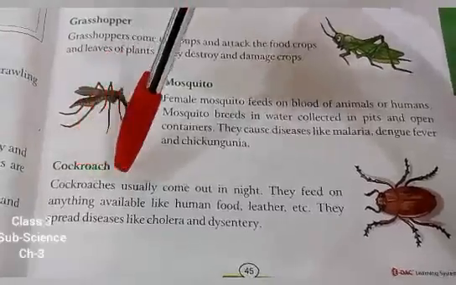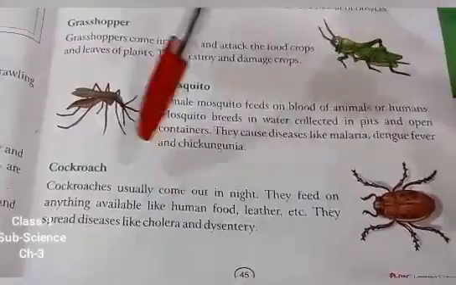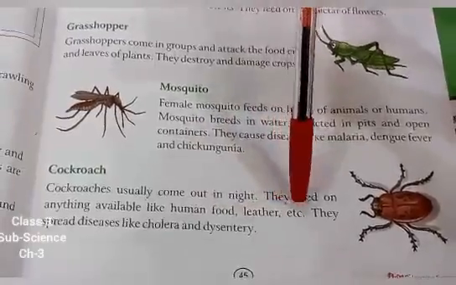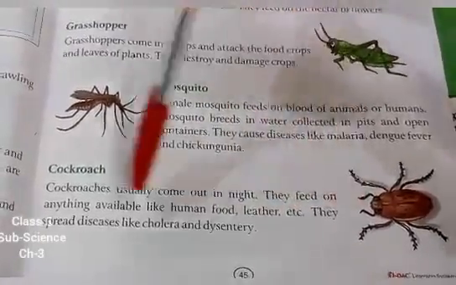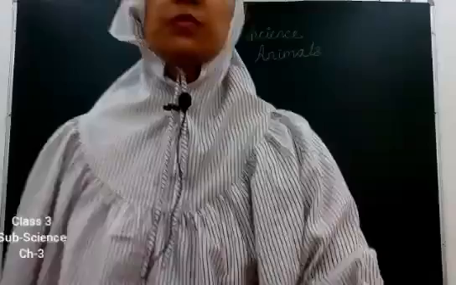Cockroaches. Cockroaches usually come out at night. They feed on anything available like human food, leather, etc. They spread diseases like cholera and dysentery.